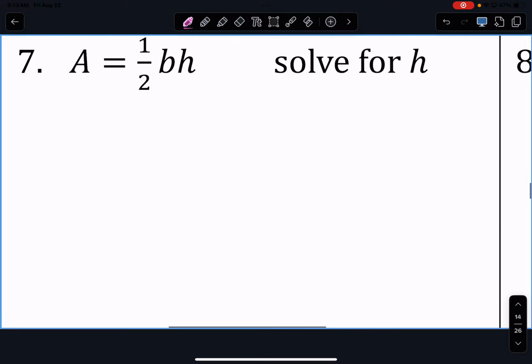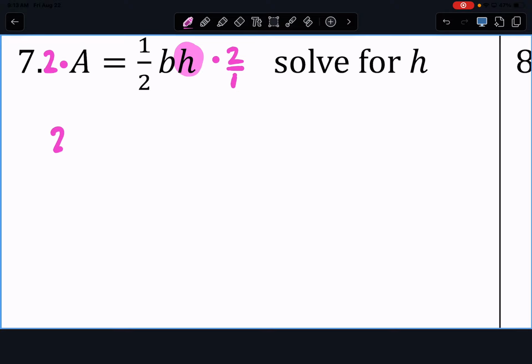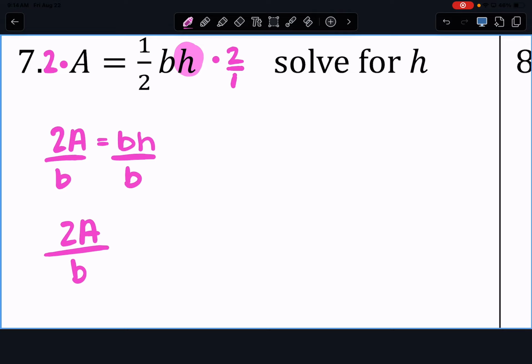So in number 7, we are going to solve for h. First things first, we want to get rid of our fraction. How do I get rid of any fraction? Multiply by the reciprocal. What's the reciprocal? Or just 2. So we get 2a equals bh. Now what do I do to solve that for h? Divide by b. So we get 2a over b equals h.